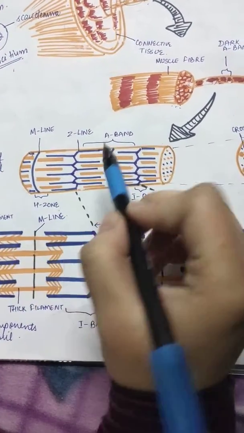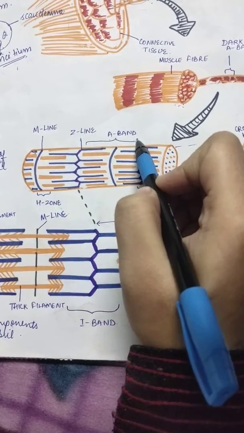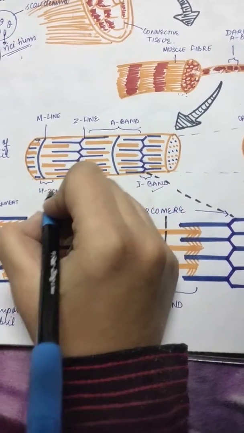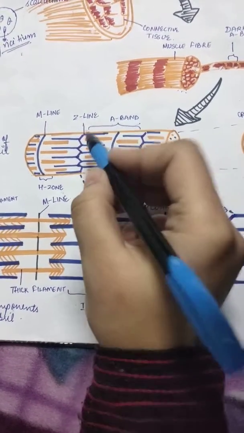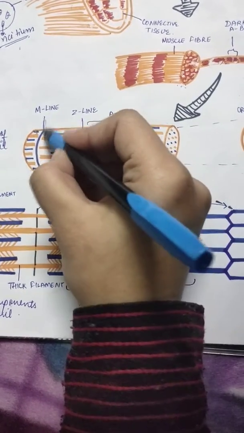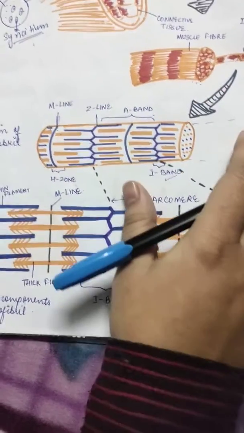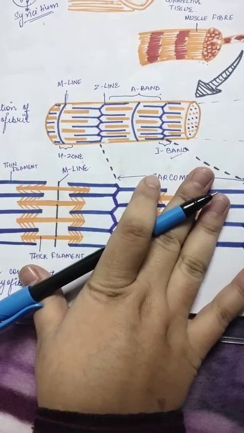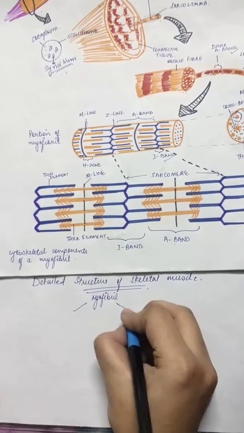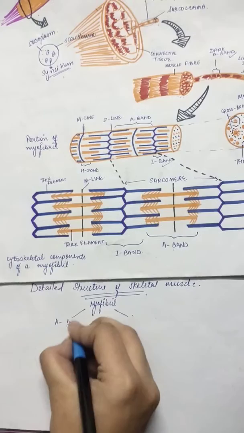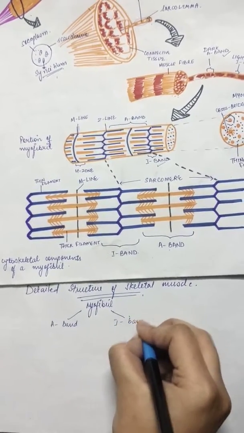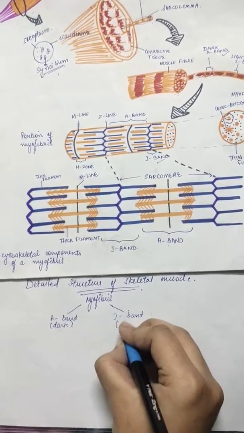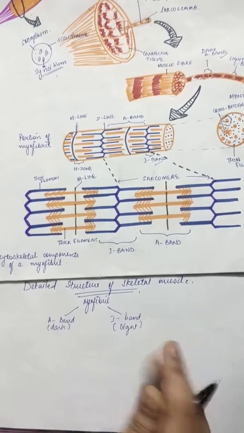The myofibril contains A bands that are dark color bands, I bands that are light bands, the H zone that is present in the A band, and this is the Z line and this is the M line. So the myofibril is distinguished into two types of bands, A band and I band. The A bands are the dark color bands and are known as anisotropic bands, whereas the I bands are the light color bands and are known as isotropic bands.